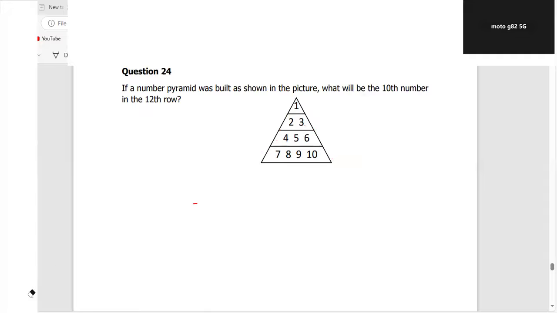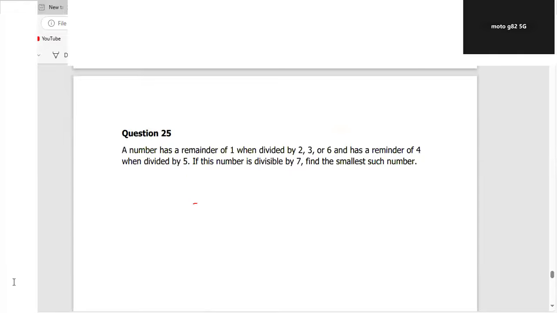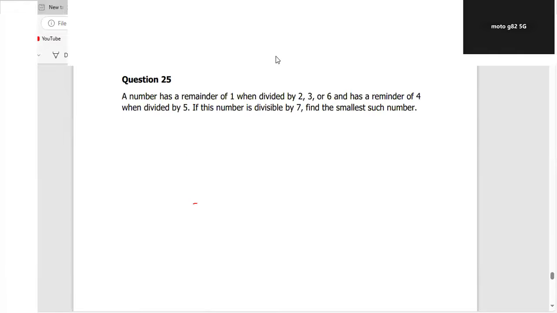So let's move on to the last question, which is 25. A number has a remainder of 1 when divided by this and has a remainder of 4 when divided by 5. If this number is divisible by 7, find the smallest such number. So we need to find a number that is divisible by 7. Now, a number has a remainder of 1 when divided by this and has a remainder of 4 when divided by 5.